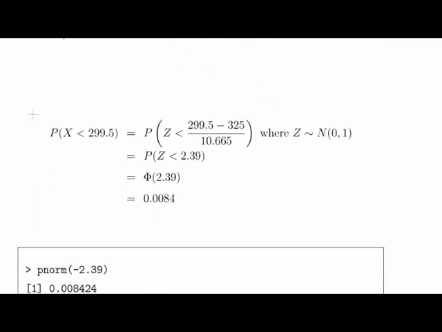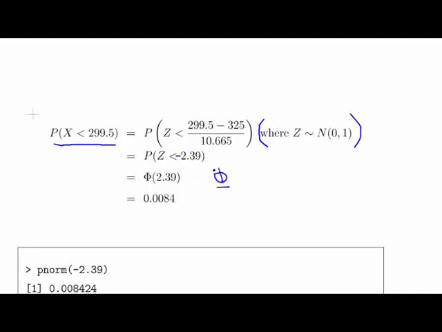So we're in the home straight here. The probability of X being less than 299.5: calculate the z-score. The probability of Z being less than 299.5 minus 325 over 10.665. Just to state what Z is, it's the standard normal random variable. Essentially the z-score there is minus 2.39.